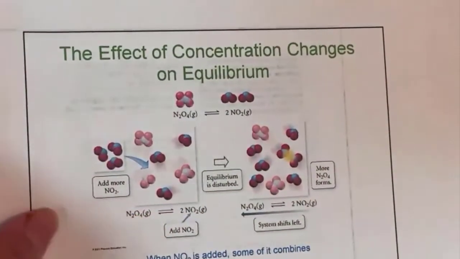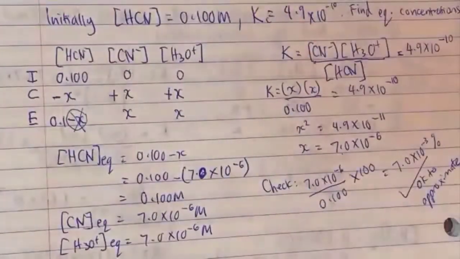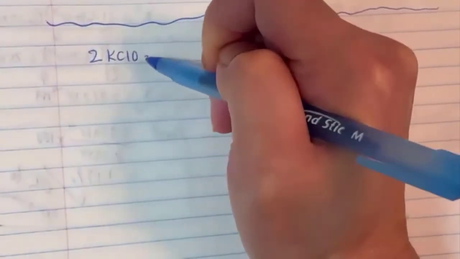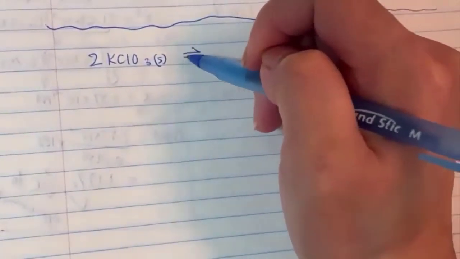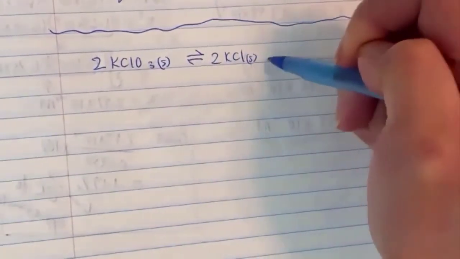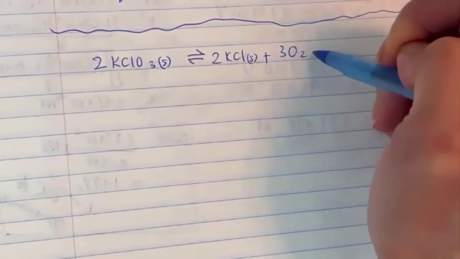So I'm going to go ahead and write a question out for you guys here, and let's see if we can practice what we just learned. So the equation is 2KClO3 solid goes to 2KCl solid plus 3O2 gas.